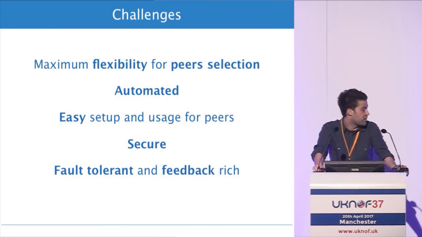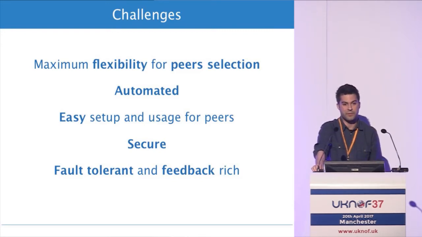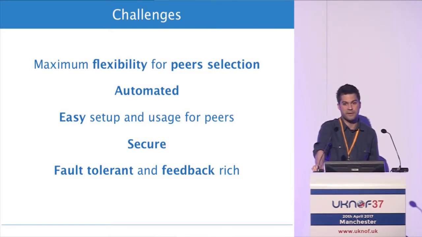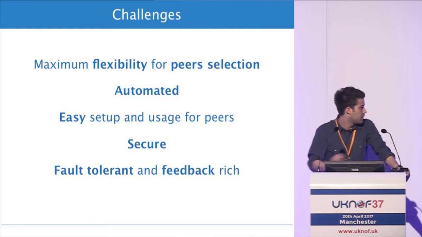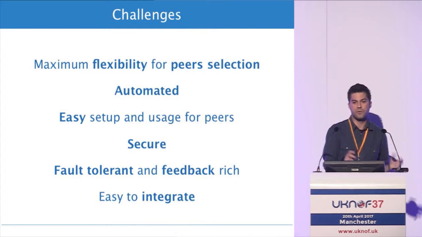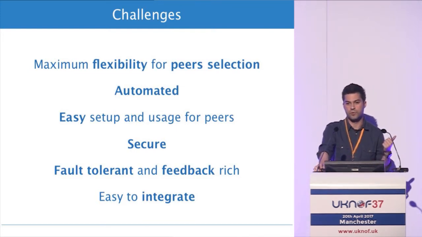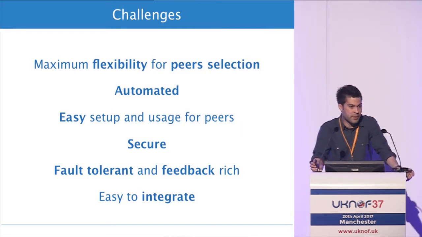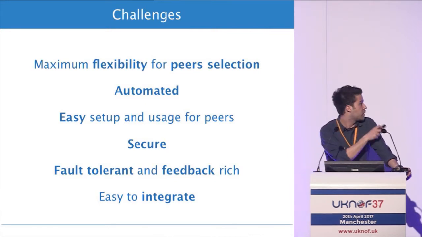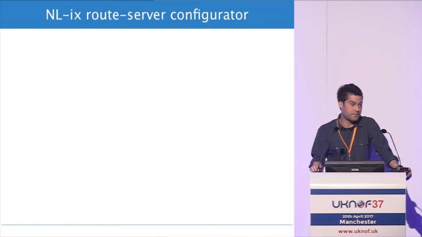And it needs to be feedback rich. With feedback rich, I mean that the system always needs to keep the administrator and network engineer updated about what's happening on the network and what the automatic system is doing, especially in case something goes bad. In the end, it has to be easy to integrate, as every automatic system. As a configuration tool, it has to be possible to easily integrate it in your automation platform, or to be controlled by an automatic system. And actually we embraced all these challenges, and we came out with the NLX route configurator.